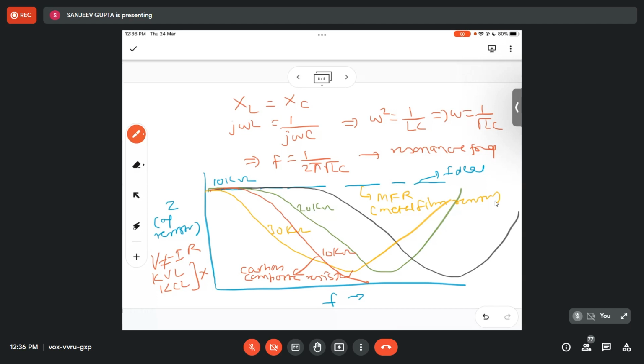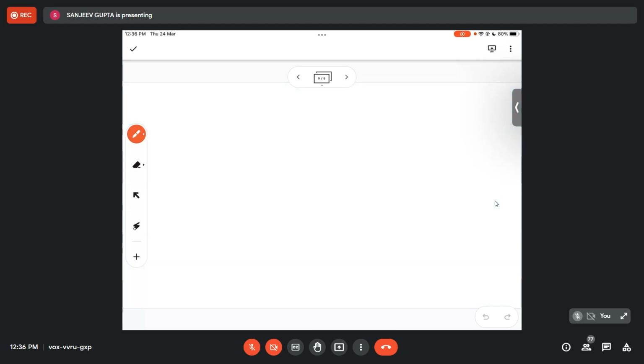Now coming to the next component. What is my next component? Let's start with a capacitor. I will not take an example here, but just understand this capacitor. Now, what is this capacitor? Capacitor is nothing, we all understand.